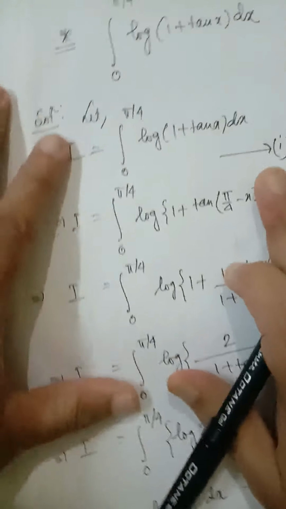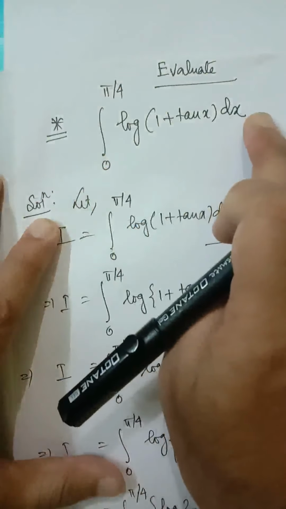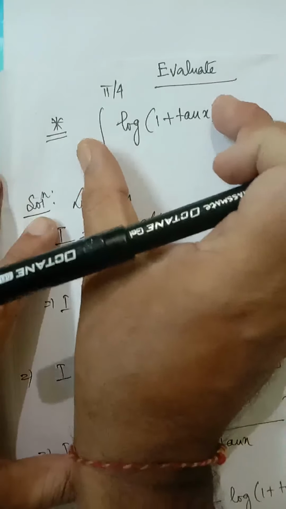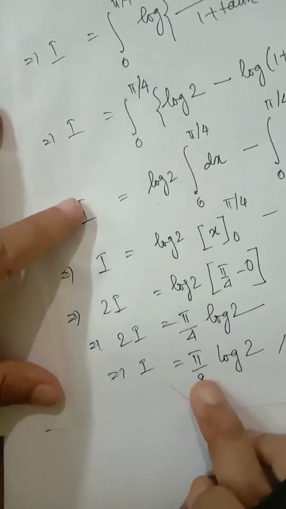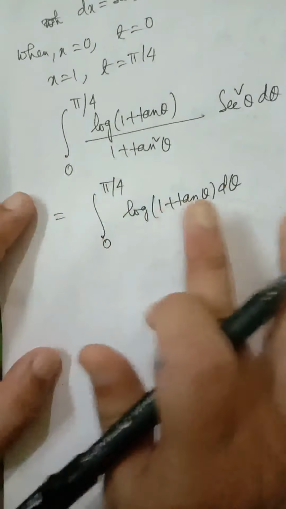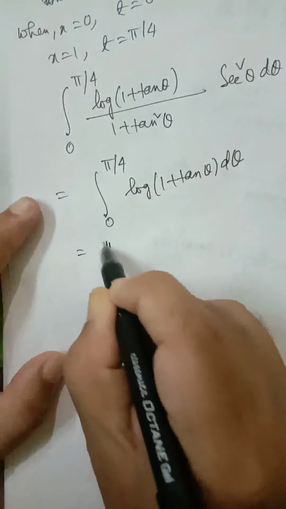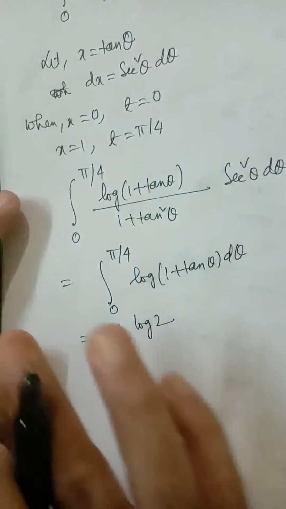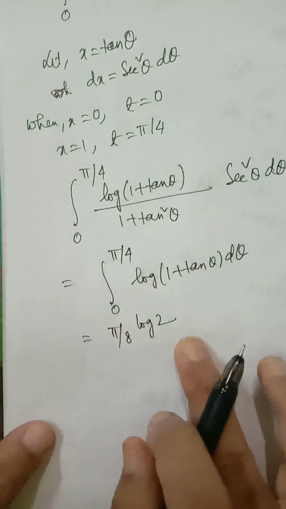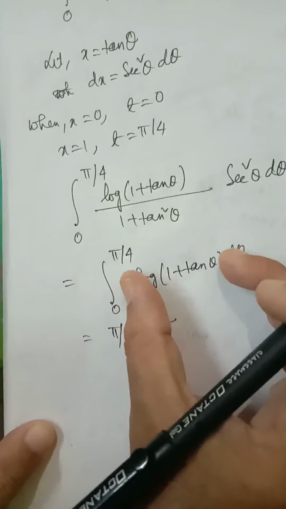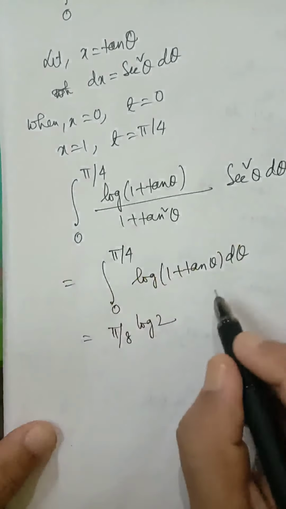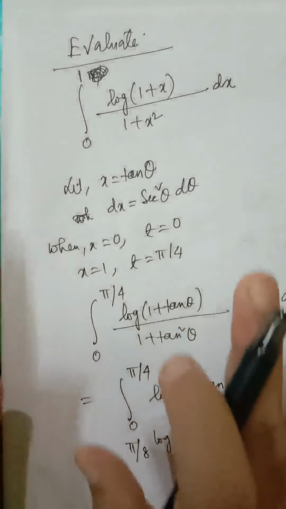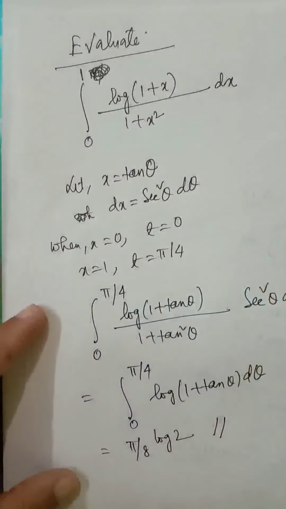Now you can see our last question, 0 to pi by 4 log of 1 plus tan x dx, and we know the value of this integral is pi by 8 log 2. Similarly, if we proceed just like the last question, its answer also will be pi by 8 log 2. So if we put x equal to tan theta, we get exactly the last question, and the answer will be this. After that you proceed just like the last question. Okay, this is also a very important question. This question came in the board exam also.